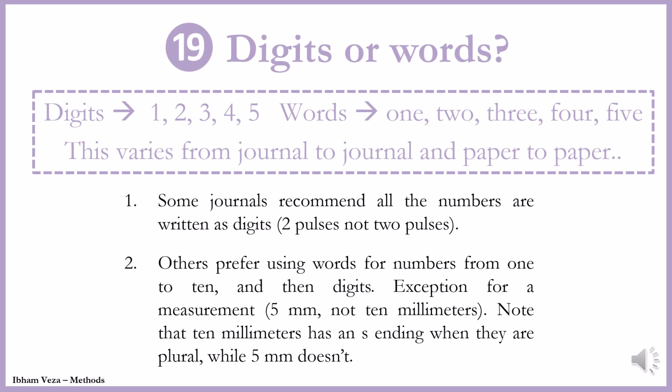19. Should you use digits or words? When writing numbers, always check your journal's specific guidelines. They vary from paper to paper. 2 common practices. Some journals prefer all numbers as digits, for example, "2 pulses" instead of "two pulses." Others suggest writing words for numbers 1 to 10 and digits from 11 onwards. Exception: for measurements, always use digits, "5 mm," not "5 millimeters." Tip: when written out, "10 millimeters" has an S, plural, while "5 mm" does not. Following these rules improves consistency in your writing.